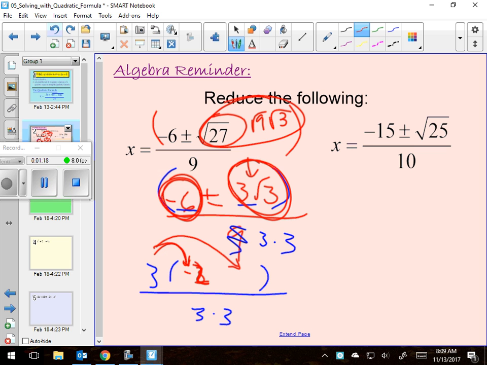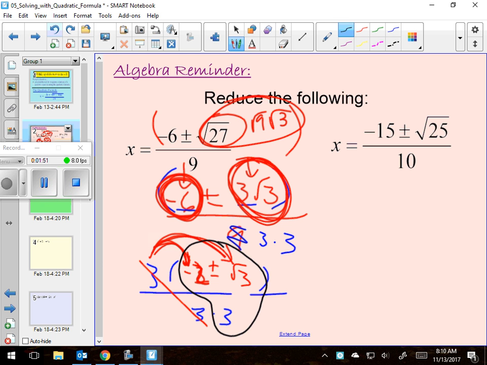3 times negative 2 makes negative 6. And then 3 times root 3. So 3 root 3. Did I do that right? No. I should check it. 3 times that would make 9 root 3. Okay, so then I better put just a root 3 here. Just trying to show you how you can make sure you're doing it right. And now I'm going to double check it one last time. 3 times negative 2 makes negative 6. And 3 times root 3 makes my 3 root 3. Cool. Now I can cancel the 3's and be comfortable that that is my answer. Negative 2, plus and minus, root 3 over 3.